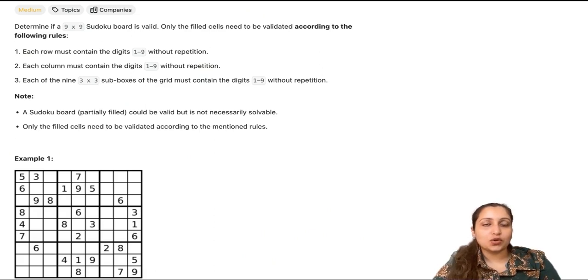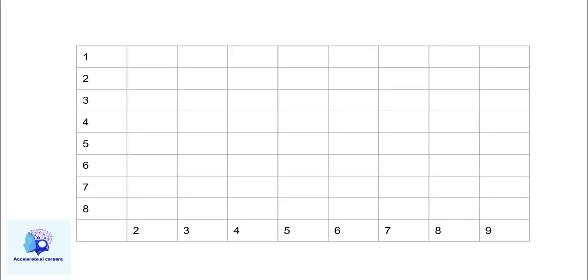First, each row should contain only 9 digits without any repetition. Second, each column should also contain digits 1 to 9 without any repetition. Third, there are 9 subgrids of size 3 by 3. Each of these subgrids should also contain 1 to 9 digits without any repetition. So let's see how we can solve this. First, let's understand our approach going forth.